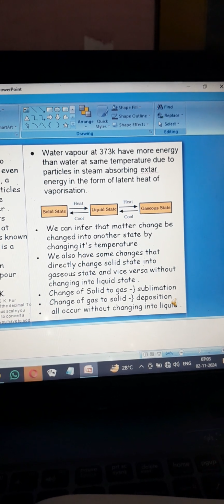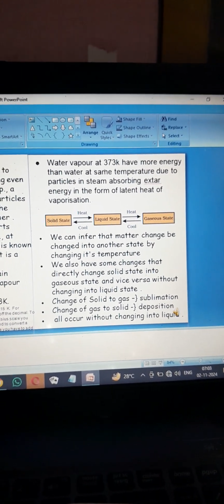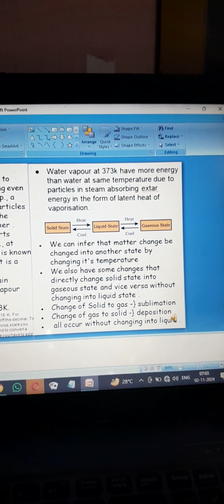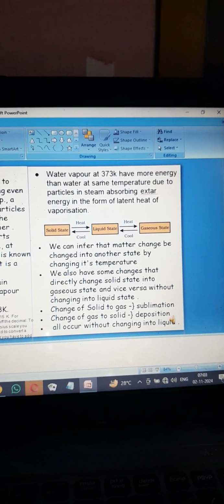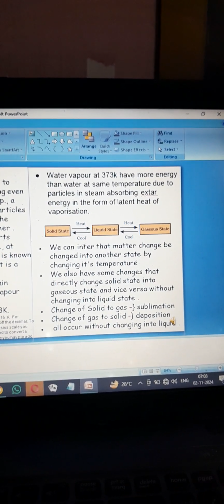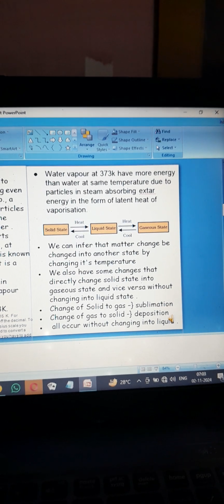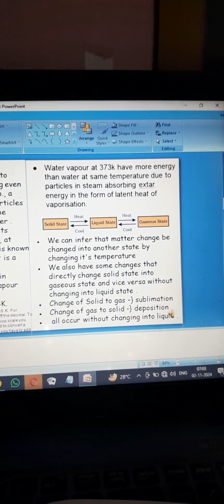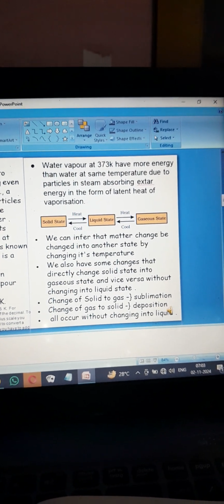Then come to the water vapors at 373 Kelvin. They have more energy than water at the same temperature because the particles in steam absorb extra energy in the form of latent heat of vaporization. So if we put heat into a solid, it becomes liquid, and with more heat, it becomes gaseous.